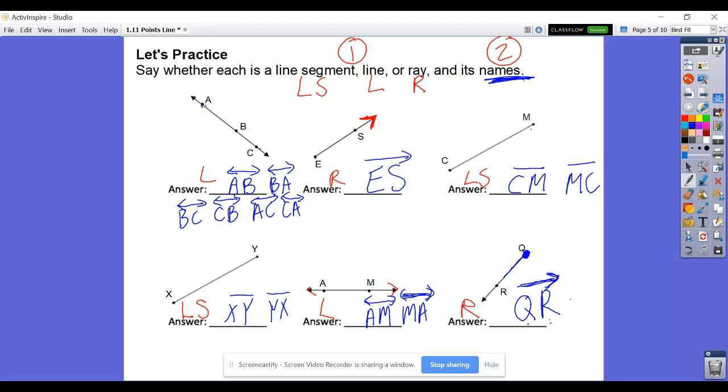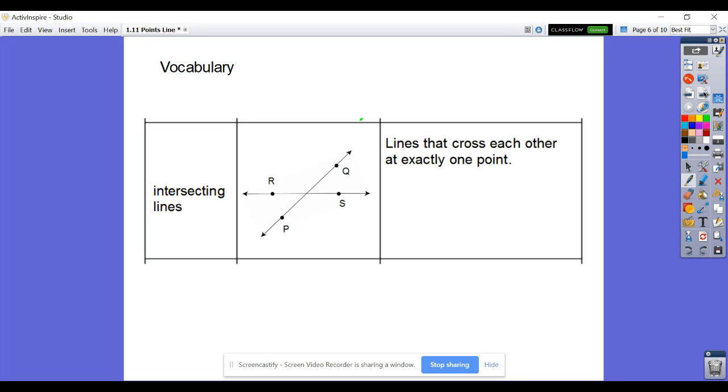We're going to look at 3 new words to describe the relationship between these. The first phrase is intersecting lines. Everybody say it. Intersecting lines. And that just means lines that cross each other at exactly 1 point. So right here, you can see that line QP intersects line RS.